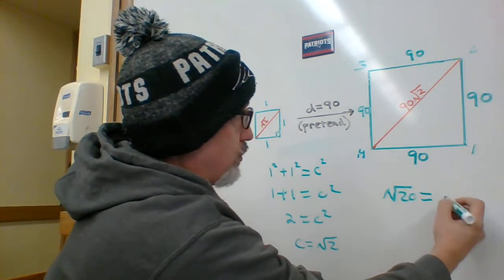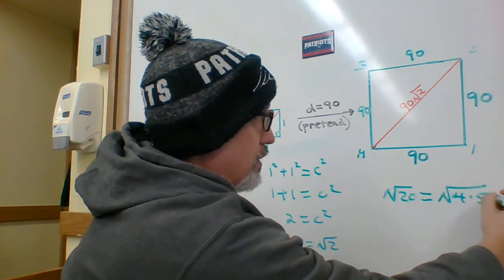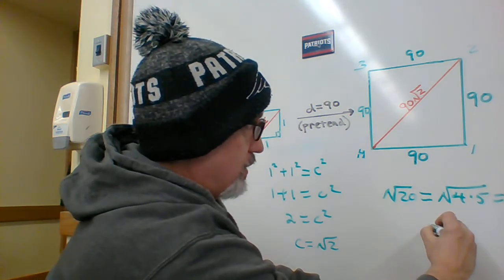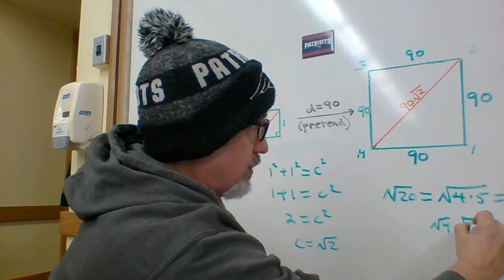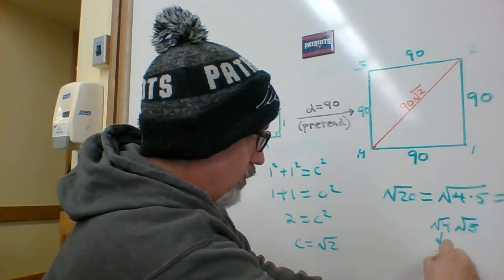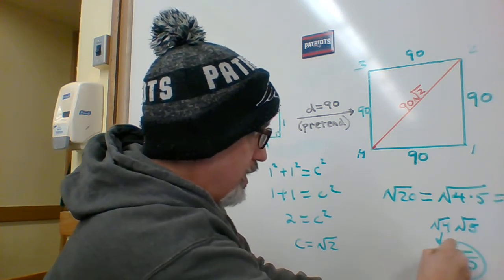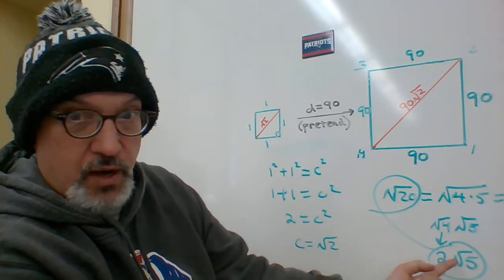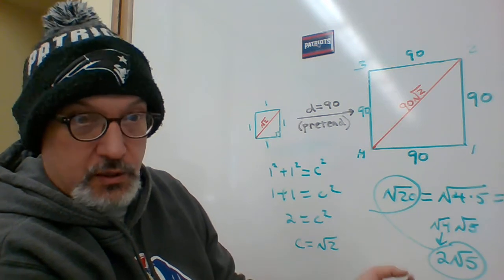So if we think of the square root of 20 as the square root of 4 times 5, the rule tells us that the square root of 4 times 5 is the same as the square root of 4 times the square root of 5. The square root of 4 is 2. The whole number 2 times the square root of 5. These two numbers are both irrational. This is still an irrational number. When you multiply the square root of 5, which is irrational, by 2, it's irrational.